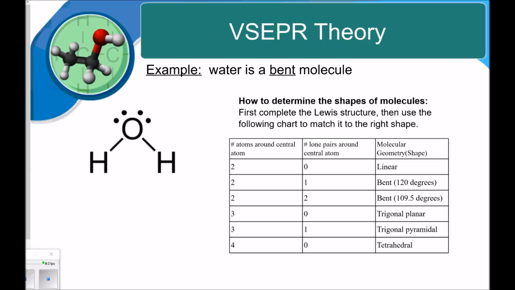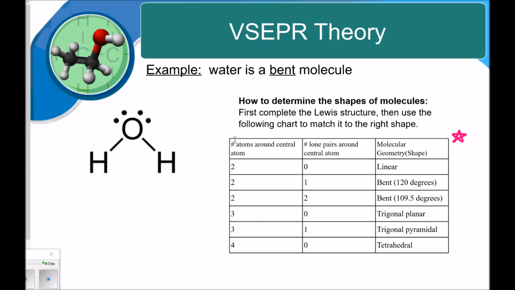So something I want to reassure you about is that this little chart will be provided for you. It's not something that has to be memorized, but you do need to know how to use it. So first you draw your Lewis structure. Then we look at the chart to define the shape.